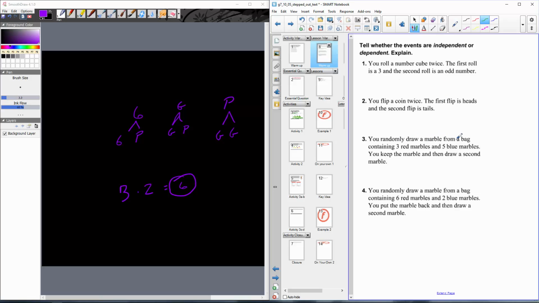You randomly draw a marble from a bag containing 3 red marbles, 5 blue marbles. You keep the marble and then draw a second. Well, since I keep it, I now have, instead of having 8, I now have 7 marbles left. They are dependent on each other. You randomly draw a marble from a bag. You put the marble back and draw the second marble. Well, if I put it back, it's independent again. So that's really the answer to that one.